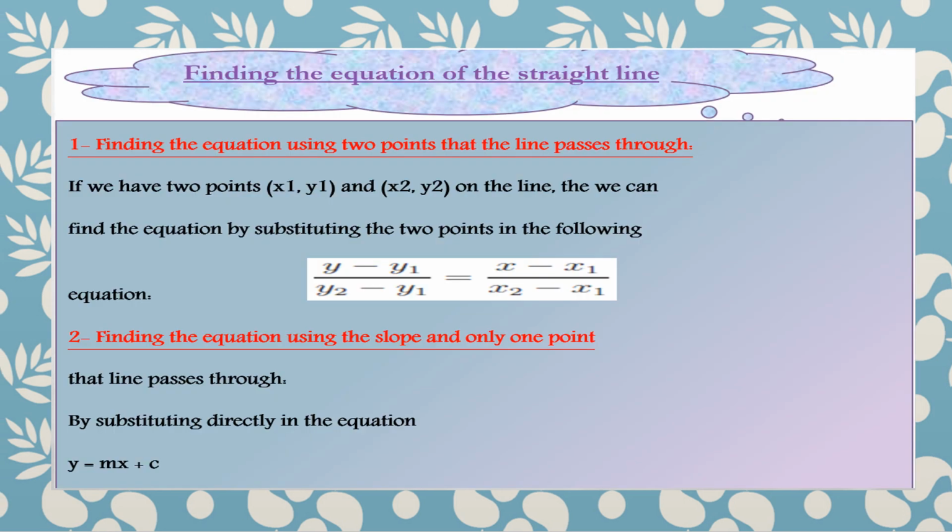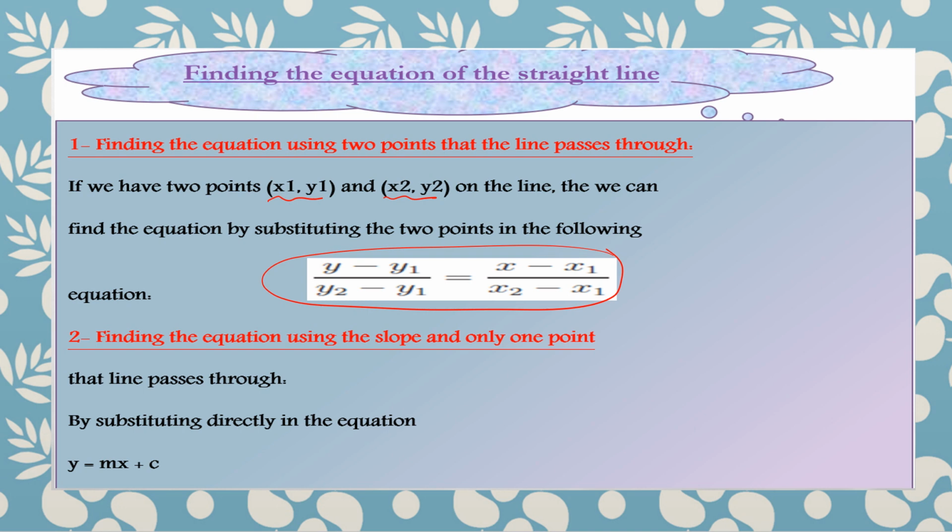Finding the equation of the straight line. In order to find the equation of the straight line, we have three methods. First, finding the equation using 2 points that the line passed through. If we have 2 points, x1, y1 and x2, y2 on the line, we can find the equation by substituting the 2 points in the following formula.